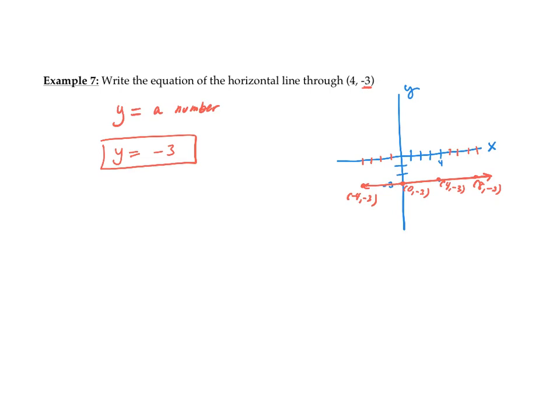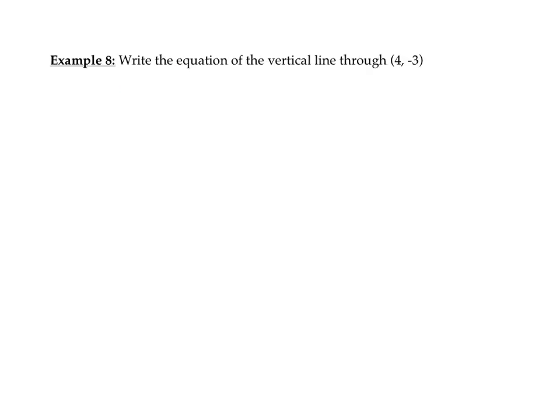Another thing to point out is that the slope of a horizontal line is 0. The y-intercept is -3. So even if you did try to write it in y equals mx plus b form, you would end up with y equals 0x minus 3. And that would just simplify to y equals -3. Okay? So equations of horizontal lines should be really easy. It's y equals a number, and it's whatever the y value of your point is.